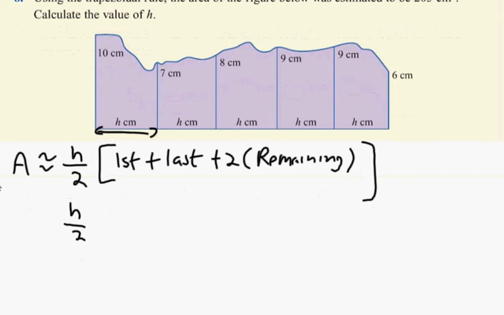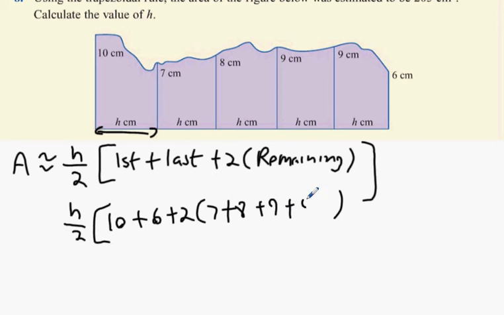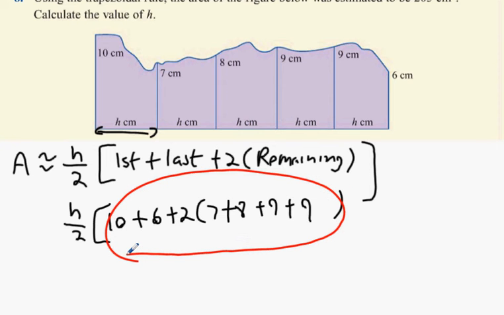Now we're going to put in the numbers. Does it go straight up at the start? If it goes straight up, that's worth 10. And then the last one, 6. 2 times the remaining, 7 plus 9 plus another 9. Can anybody in class tell me what you get when you multiply all this here? 82, is it? Okay, perfect.